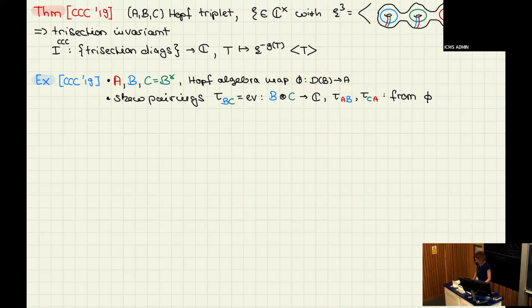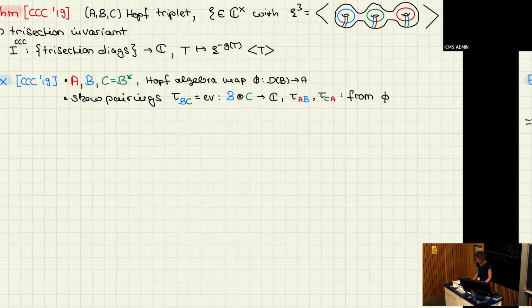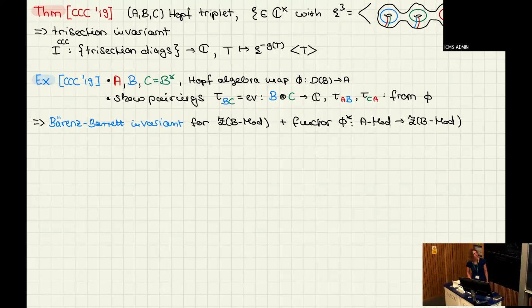So this is an example, and one can show that in this situation, one gets a different four-manifold invariant, namely the one by Bärenz and Barrett, for the situation where Bärenz and Barrett is taken for the center of the representation category B-mod, and where one has the functor induced by this Hopf algebra map. So you have a functor from A-mod to the center of B-mod. So this is a known four-manifold invariant, and it shows to some degree that this is not something trivial.